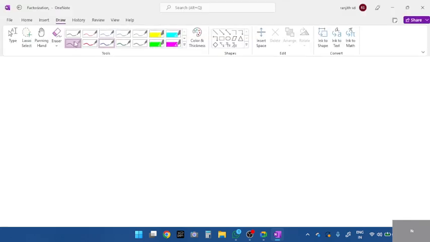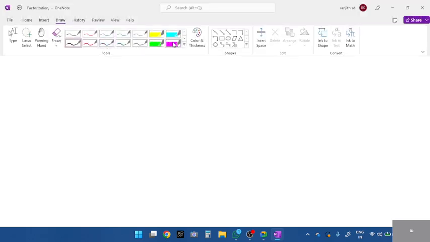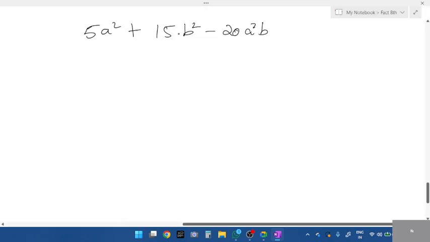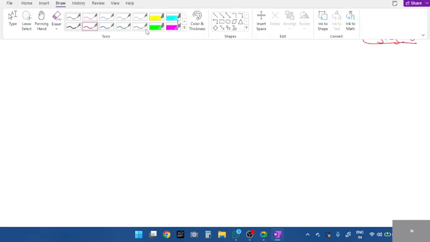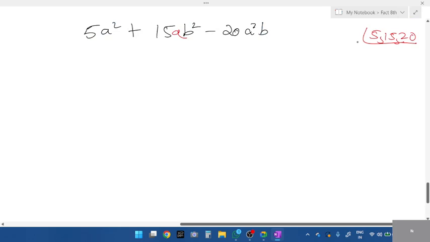Before starting this, I'll just quickly explain once again. If you have 5a square plus 15b square minus 20a square b, how many terms does it have, students? It has 3 terms, right? What is common to them? A is also common, 5 is also common, right? If I take 5, 15, 20, very good. You all are answering fast. This is how you all should be.